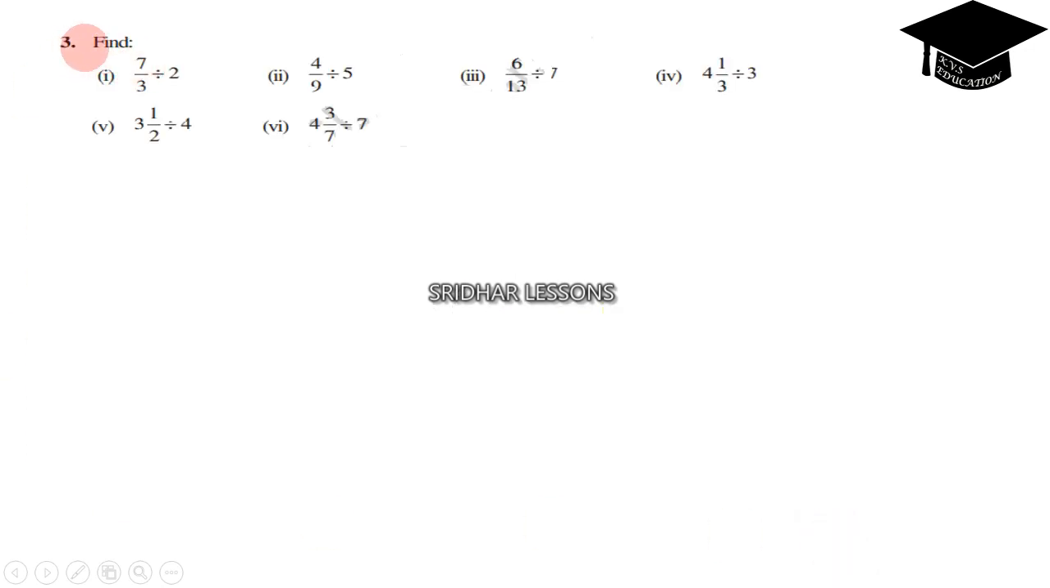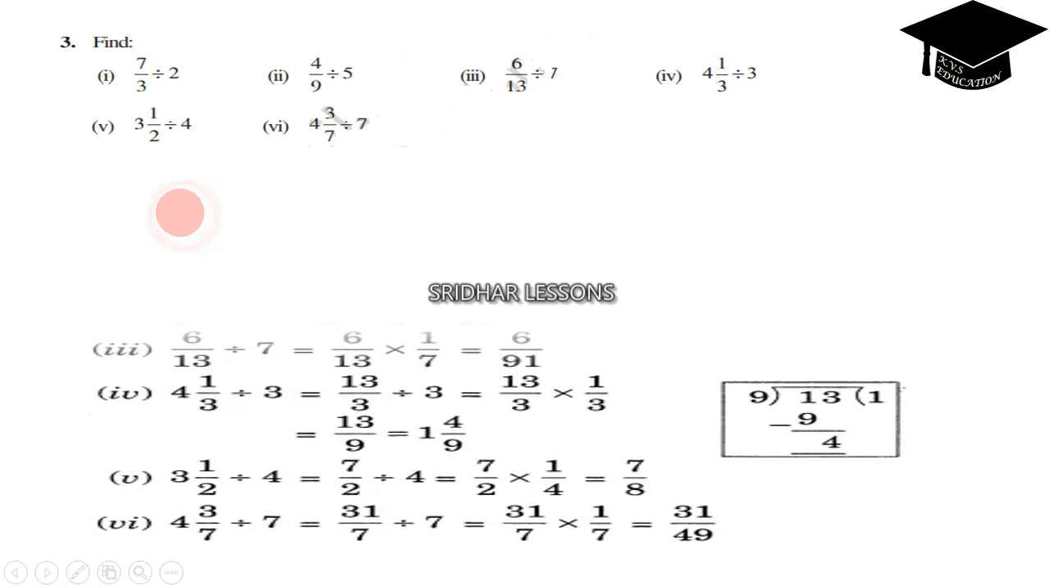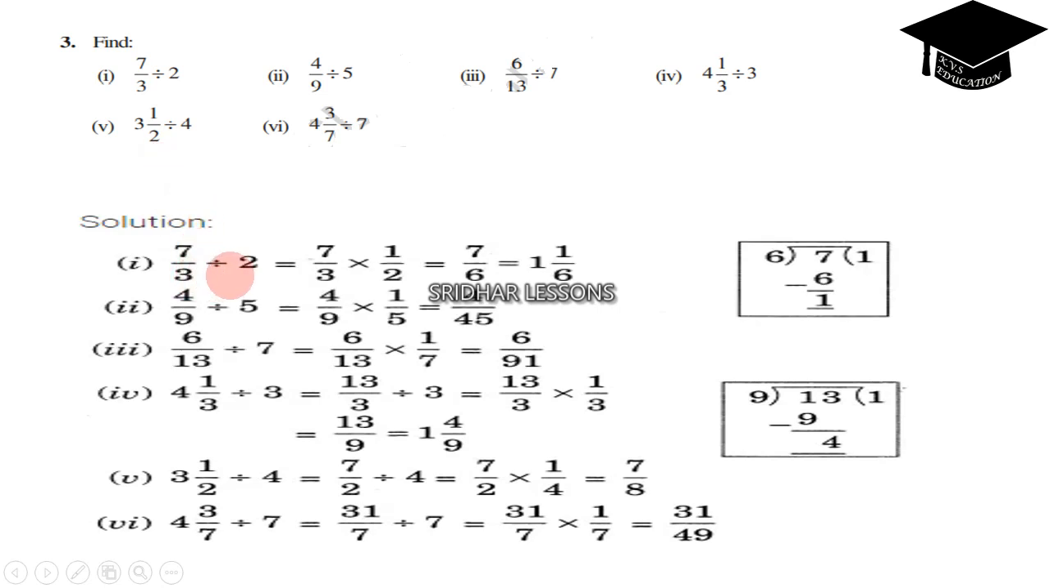Next, question number 3. Find 7/3 divided by 2. That is 7/3 times the reciprocal of 2/1, which is 1/2. So this is 7/6. We can also write it as 1 1/6. Next, 4/9 divided by 5. This is 4/9 times 1/5, that is 4/45.